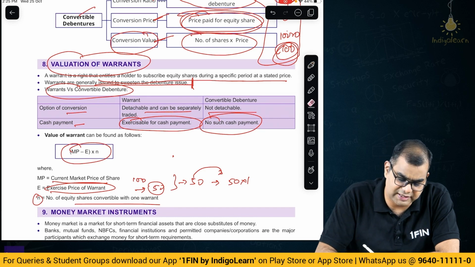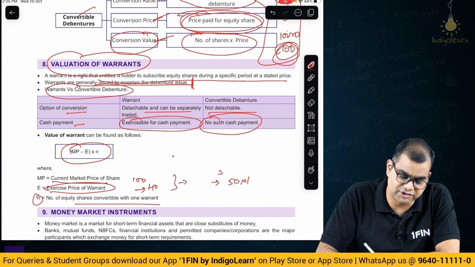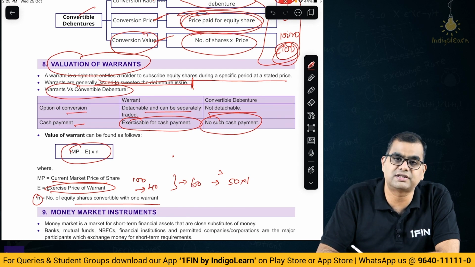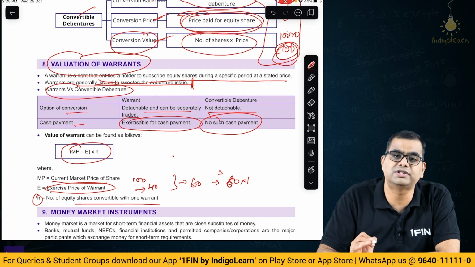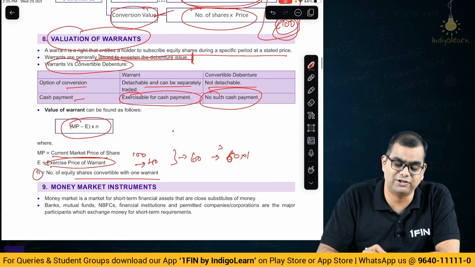Or let me change that slightly. Let's say the price at which you can subscribe the share is 40. Then 60 is what you gain. So, value of the warrant is 60 into 1, which is 60 rupees. So, that is what is the value of warrant.